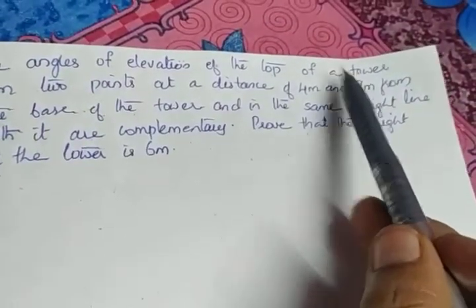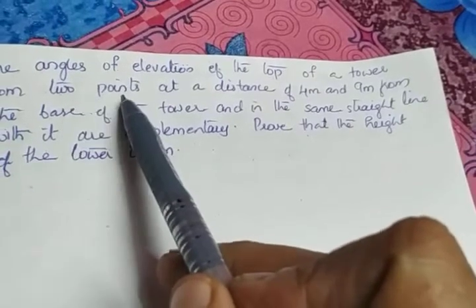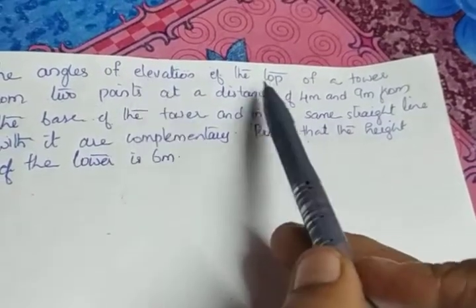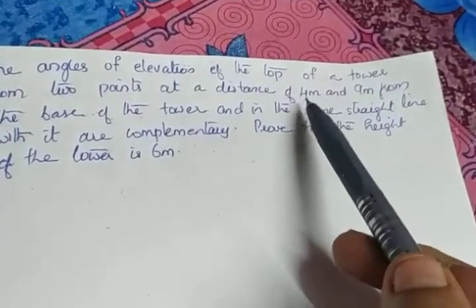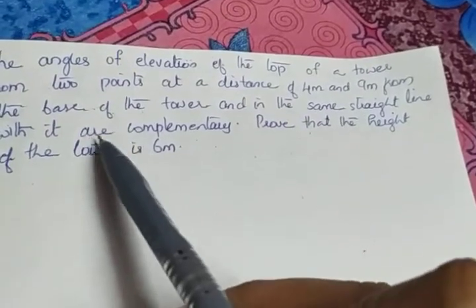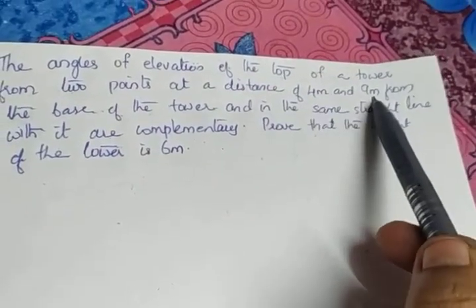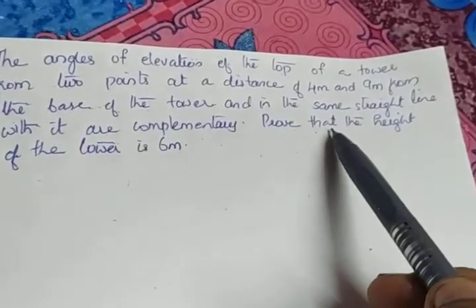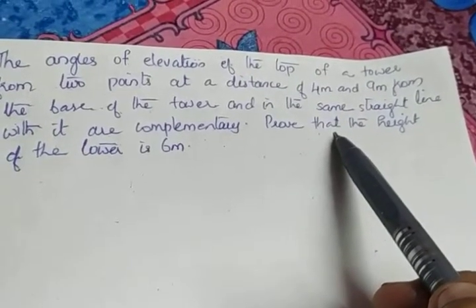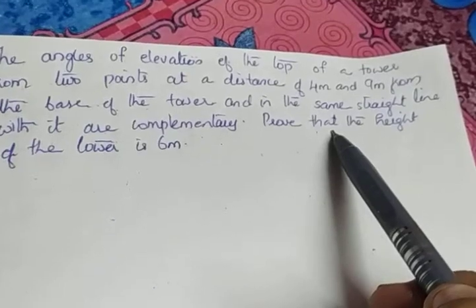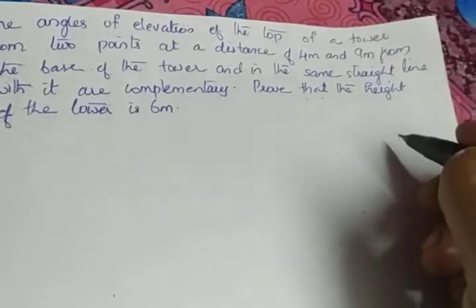So there is a tower and there are 2 points. From those 2 points, the angles of elevation to the top of the tower are given as complementary and the points are given as 4 meter and 9 meter from the tower. And the question is not to find the height of the tower, but we have to prove that the height of the tower is 6 meter. So we are going to draw the picture.